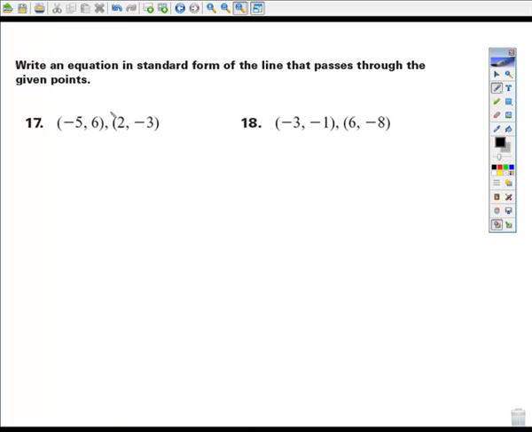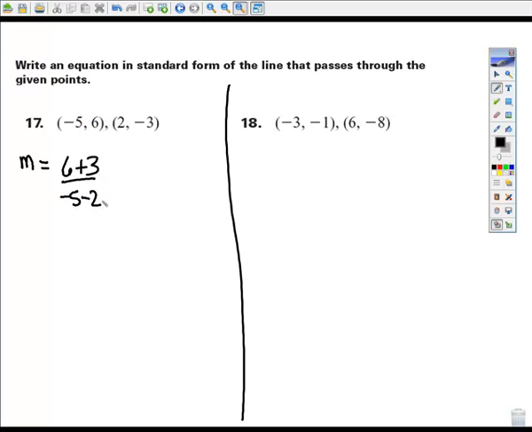Okay, last two. We're going to do the same thing. We're going to write it in standard form, but of course they're not giving us the slope this time. So we have to find the slope first. So I will go 6 subtract negative 3, is 6 plus 3. Negative 5 subtract 2. This is giving me a 9 over negative 7. Well, aren't they just sweet giving us this nice little fraction here? So my slope is negative 9 sevenths.